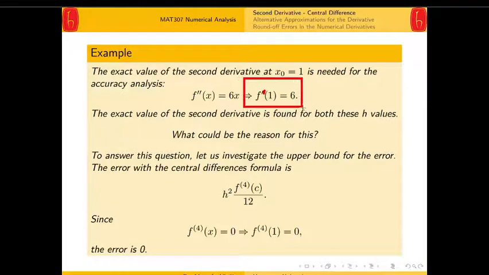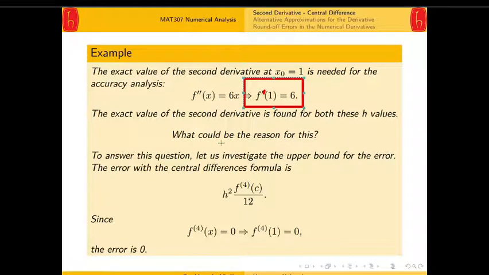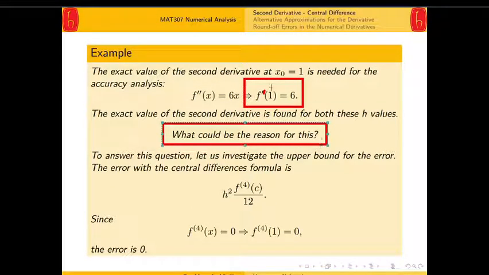The second derivative is equal to 6, and what we found for the second derivative with the two h values is also 6. So it seems like the exact value of the second derivative is found for both these h values. What could be the reason for these results? We have exact values for the approximations. What might be the reason for that?